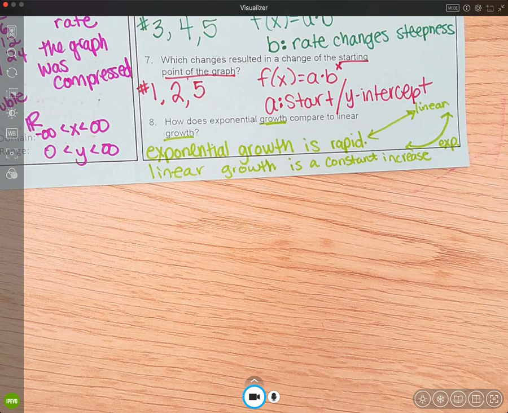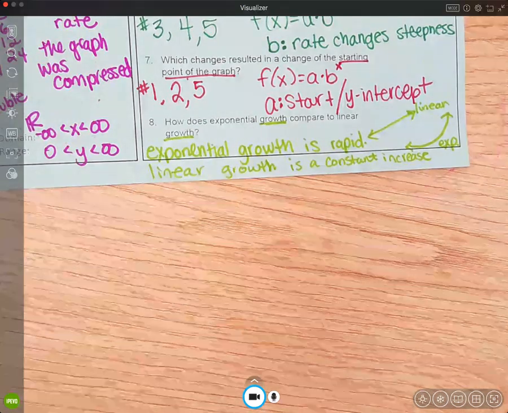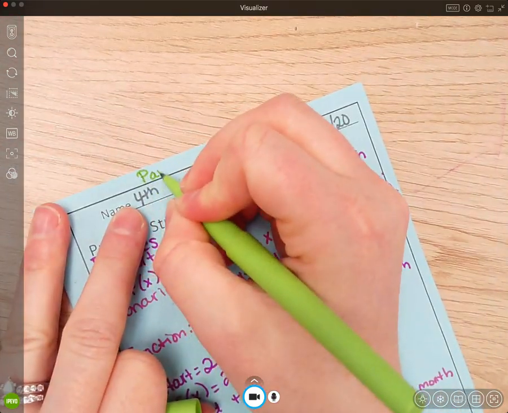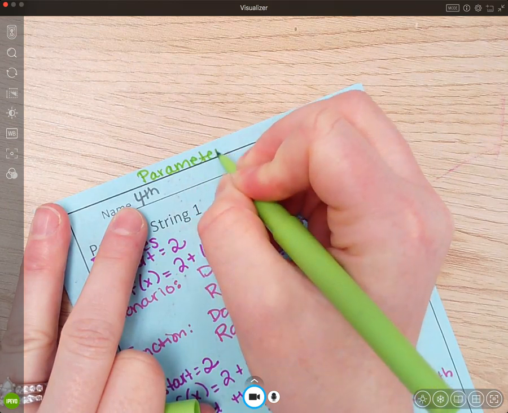What do we title this? I titled it parameters of exponentials.